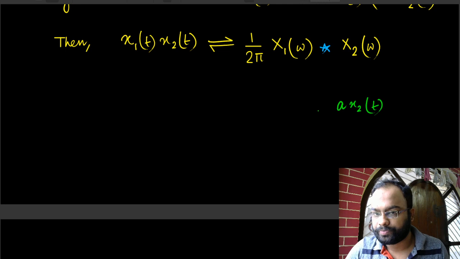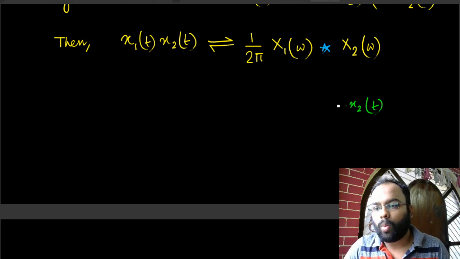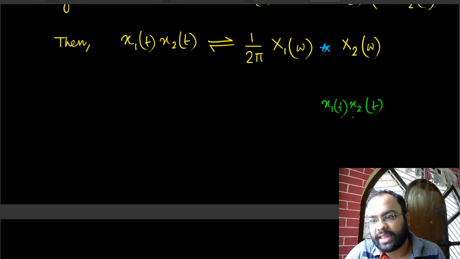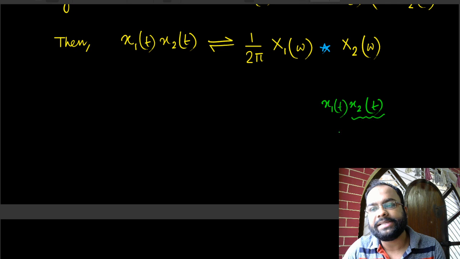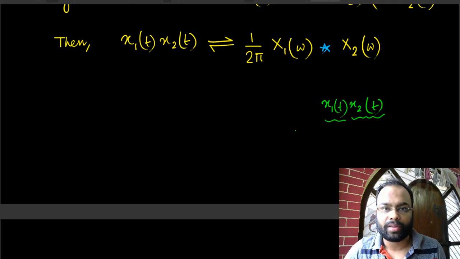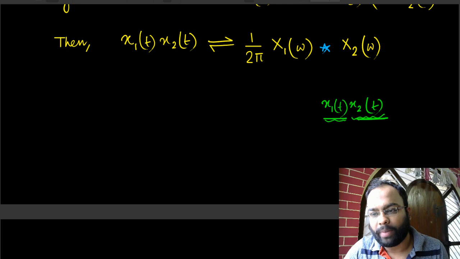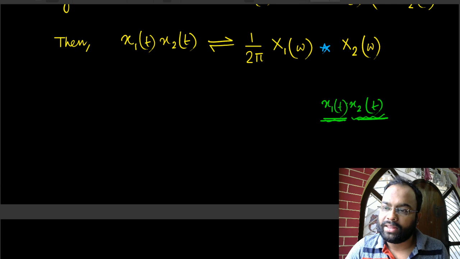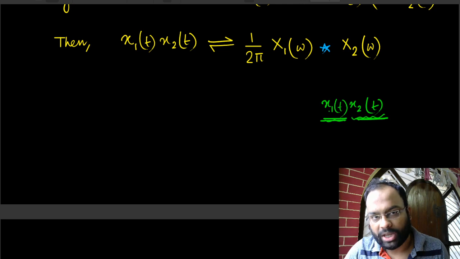Now, what if I write something like x1(t) x2(t)? Now I can say that the amplitude of this signal is being controlled by this signal. This is kind of that scalar constant A, but now instead of being a constant, it is a variable quantity, which is controlling the amplitude of this signal. This phenomenon, when the amplitude of one signal is controlled by another signal, is known as modulation.